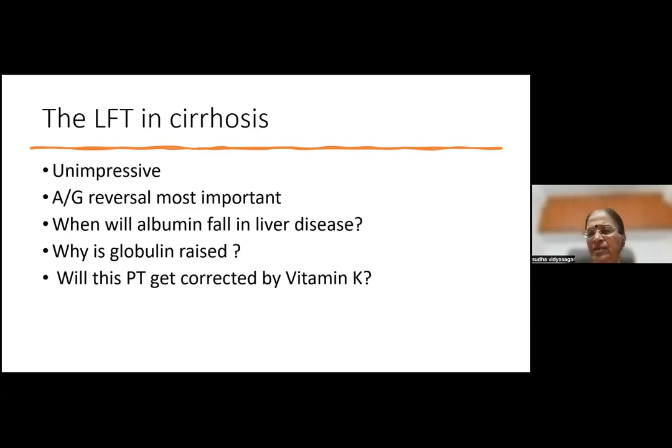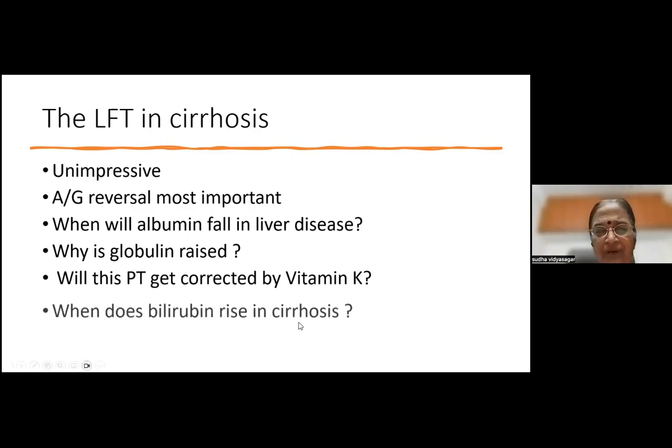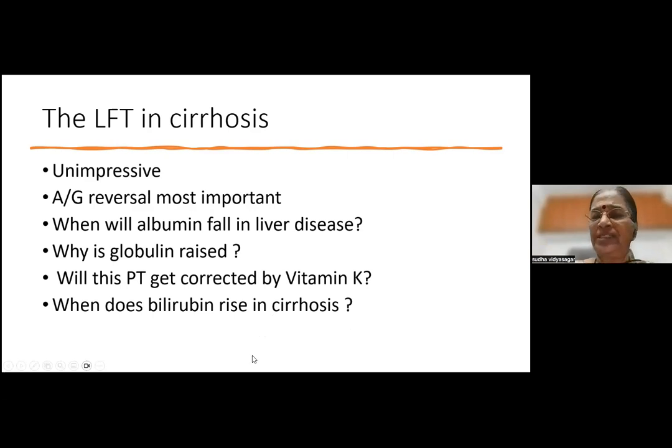Will this PT get corrected by vitamin K? No, because the factory is not working, right? It's not a supply problem. The whole factory is shut down. So we give vitamin K to partially correct whatever we can, but it can never be corrected completely because the liver is dysfunctional. When does the bilirubin rise in a cirrhosis?